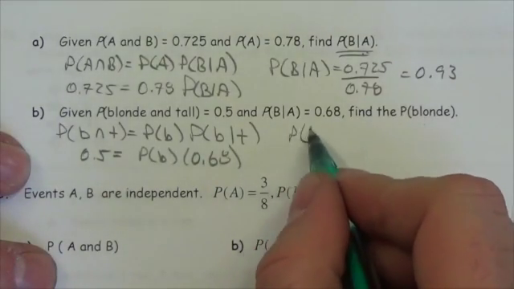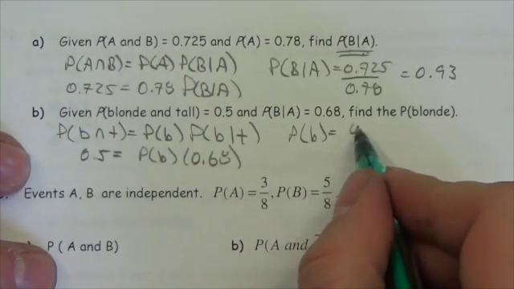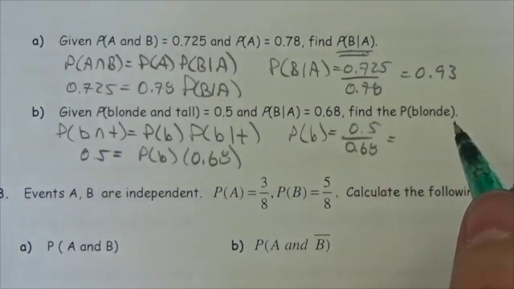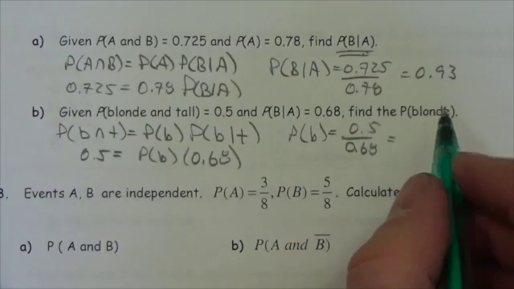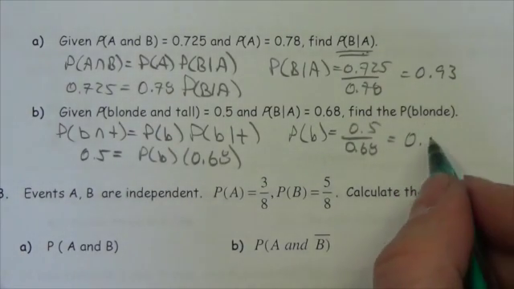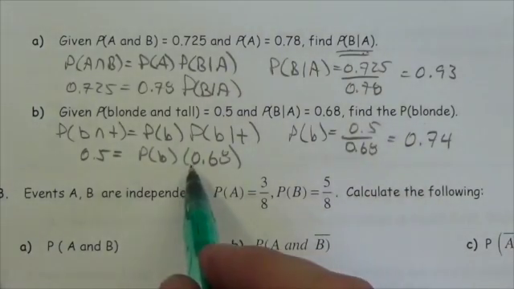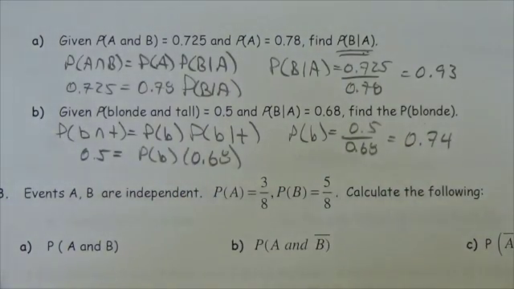So now to get the probability of being blonde, I just have to divide. The probability of being blonde in this case is going to be 0.5 divided by 0.68. And I just go to my calculator. And this will be, to the nearest hundredth, 0.74. A 74% chance, okay, that you would be blonde in this circumstance.